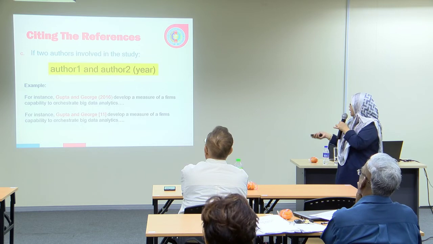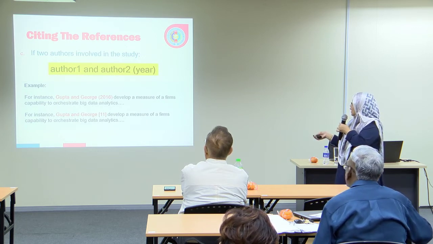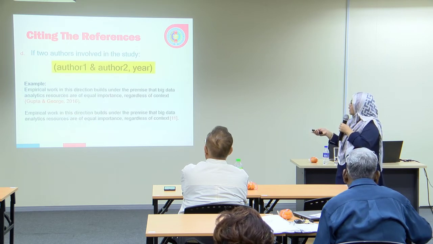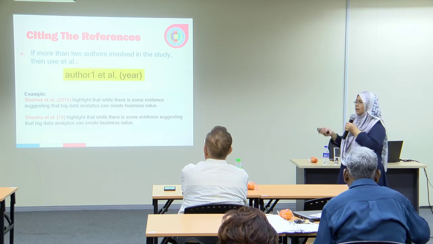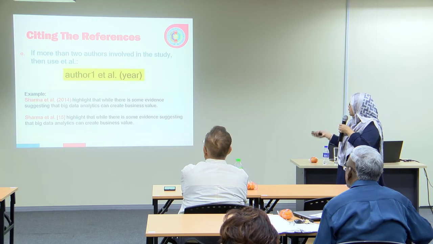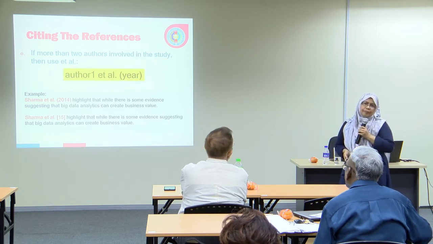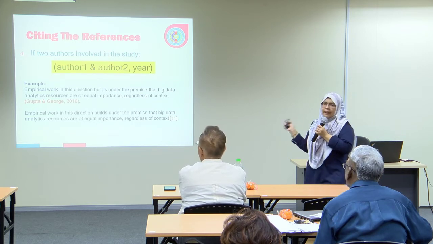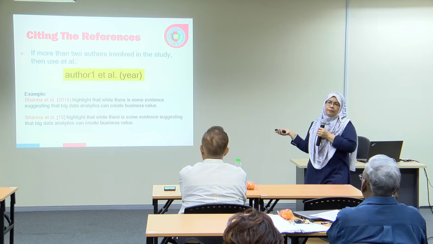If two authors, for instance, Gupta and Josh develop a measure of firm capability to orchestrate big data analytics. So if two authors, you can put two names. But if more than two authors, you should put et al. For example, they have three authors from the journal, so you can put et al. Sharma et al. highlight that while there is some evidence suggesting big data analytics can create business value. Both names must be put for two authors, but for more than two, we can only put the first author and et al.